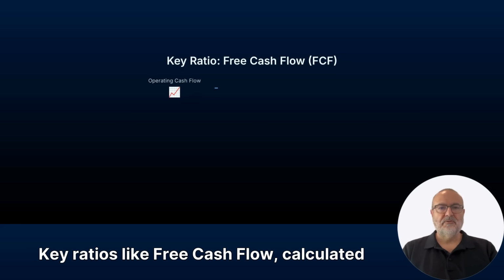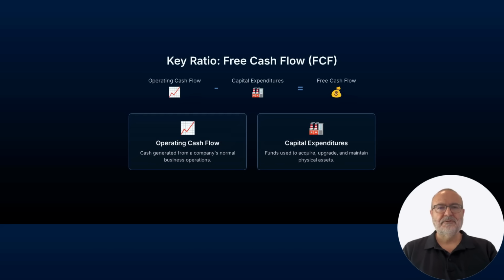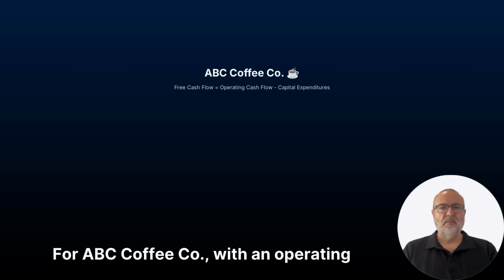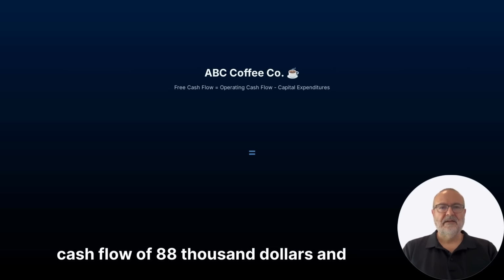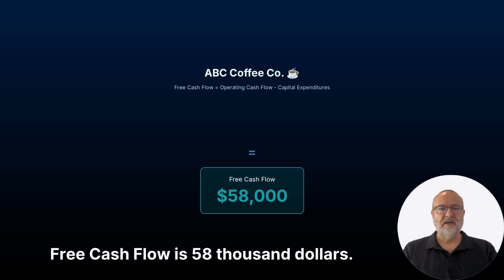Key ratios like free cash flow, calculated as operating cash flow minus capital expenditures, provide deeper insights. For ABC Coffee Co., with an operating cash flow of $88,000 and capital expenditures of $30,000, the free cash flow is $58,000.